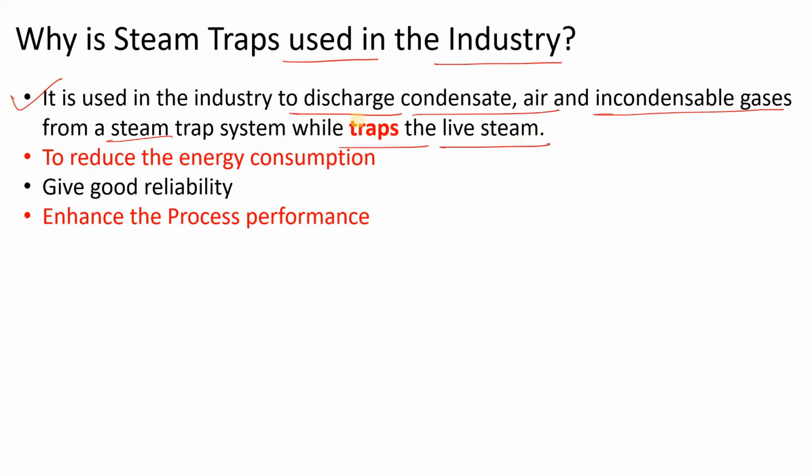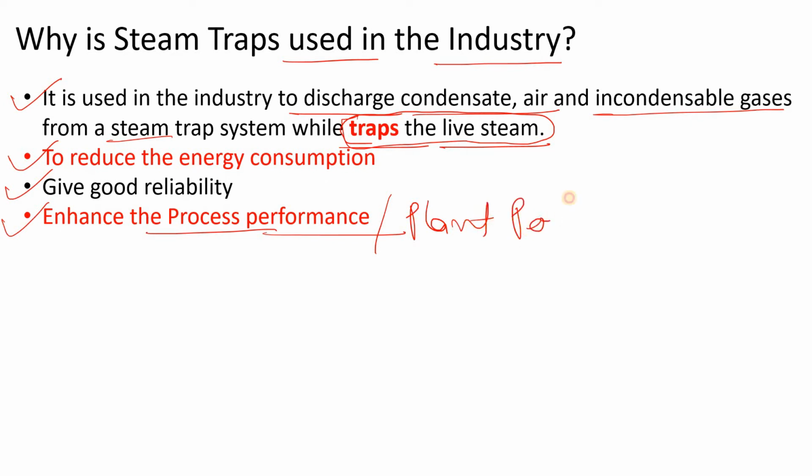Mainly what happens is that it traps the steam, which means it saves our steam. If the steam is saved, then definitely the steam consumption will be reduced, which means our system will be reliable and more efficient. Good reliability, and it will enhance the process performance, and we can also say the individual plant performance will increase.